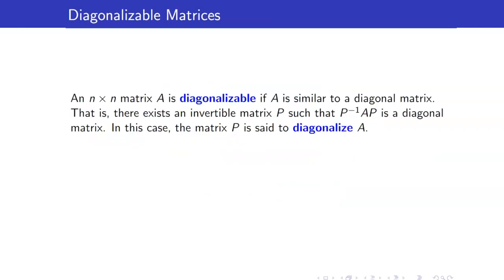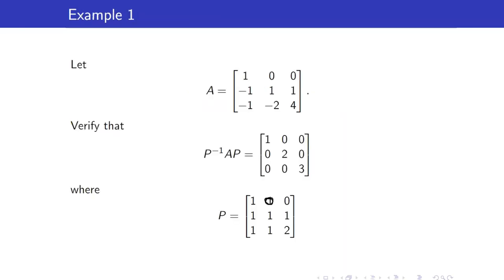So here is a definition of a diagonalizable matrix. It must be similar to a diagonal matrix. That is, there exists an invertible matrix P such that P inverse AP is a diagonal matrix. In this case, we say that the matrix P diagonalizes A.